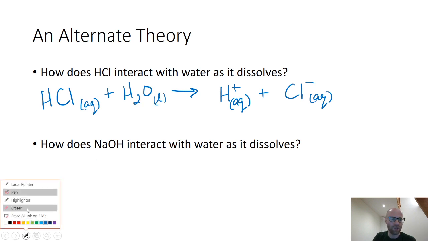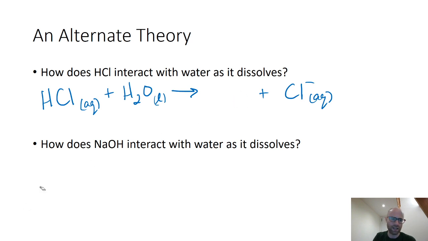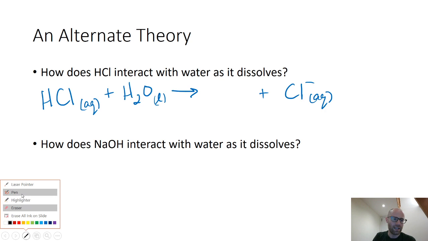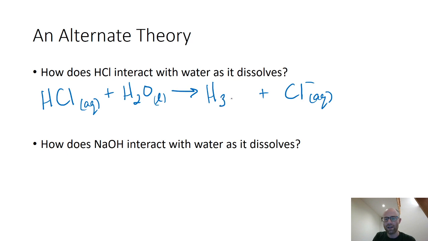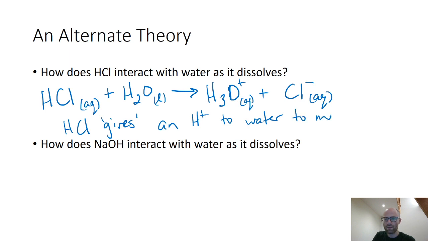So instead of saying H plus aqueous, I want to think about it this way: one way of looking at this would be to say that HCl gives an H plus to water to make H3O plus. And this should make a little bit of sense if we consider the Lewis dot structure for water, and then we have an H plus floating around.